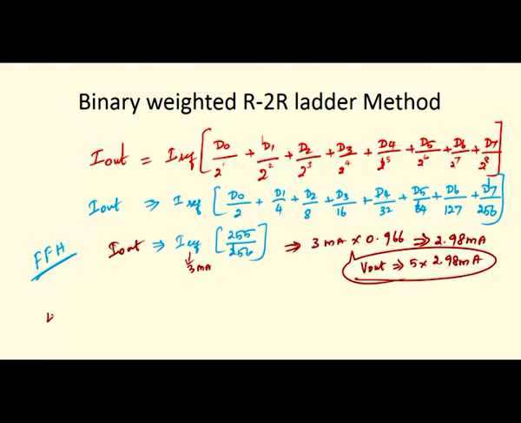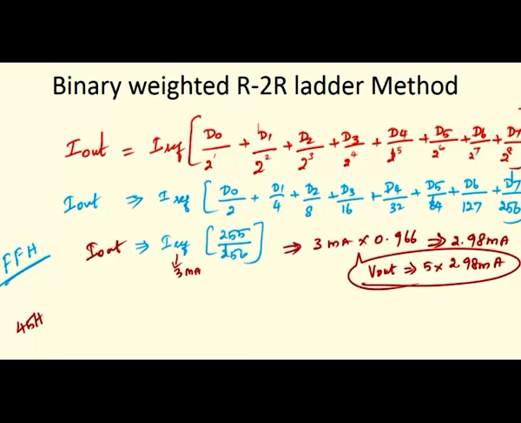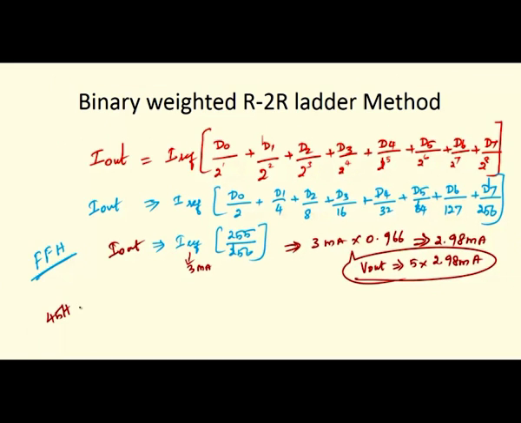Suppose I am taking the value 45 H. 45 H means the corresponding ones and zeros, right. This value is 0, 1, 0, 0, 0, 1, 0, 1. Based on that, D0 becomes 0, and D1 is 1 by 4. So, you can write it here as 0, 1, 0, 0, 0, 1, 0, 1.